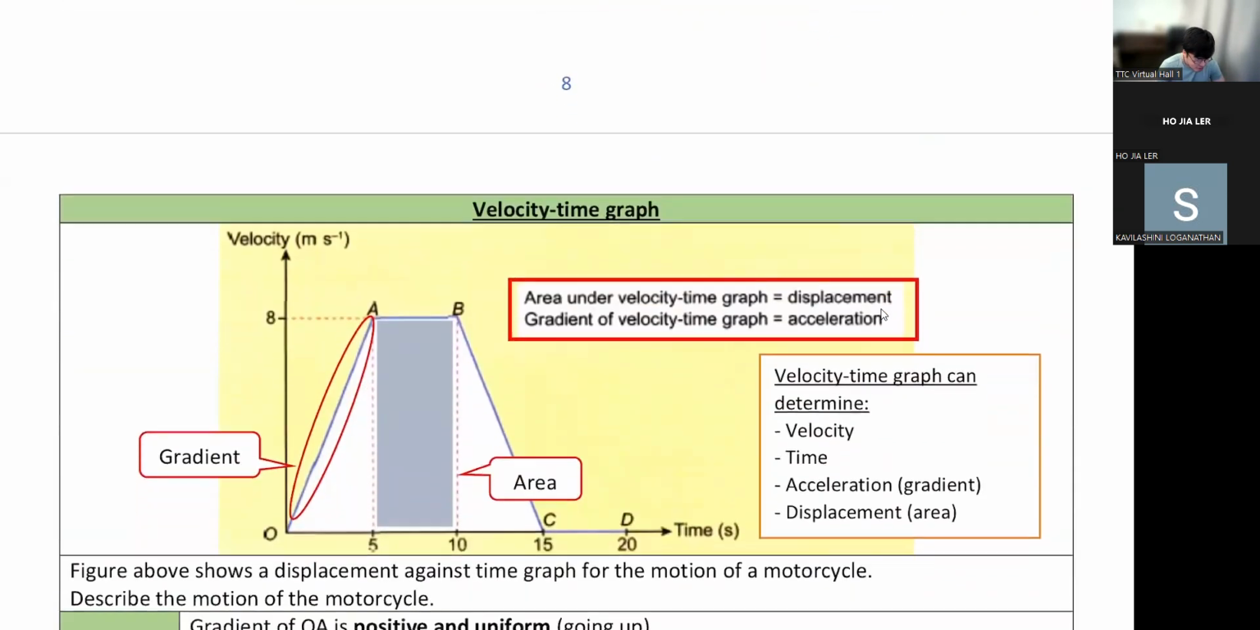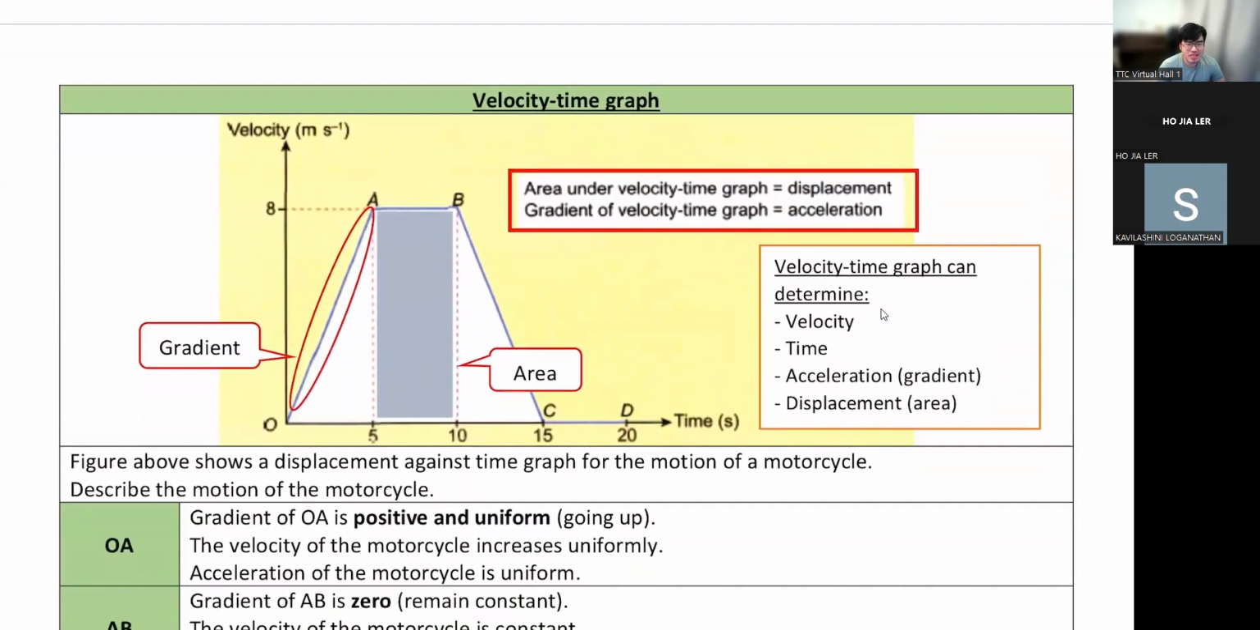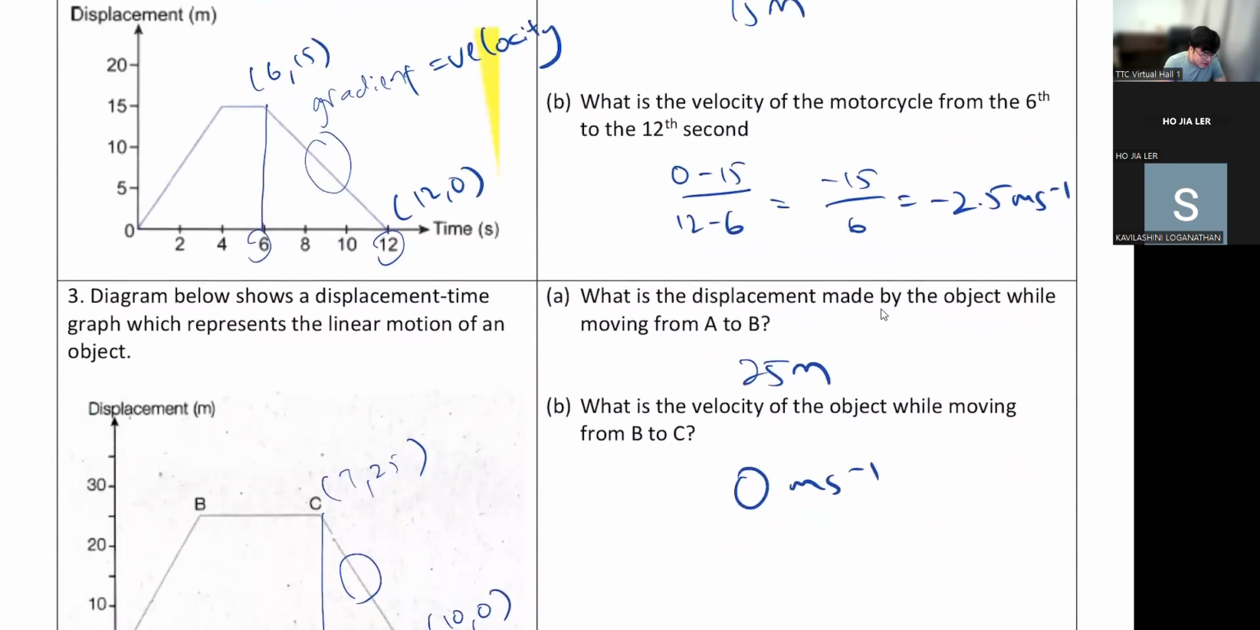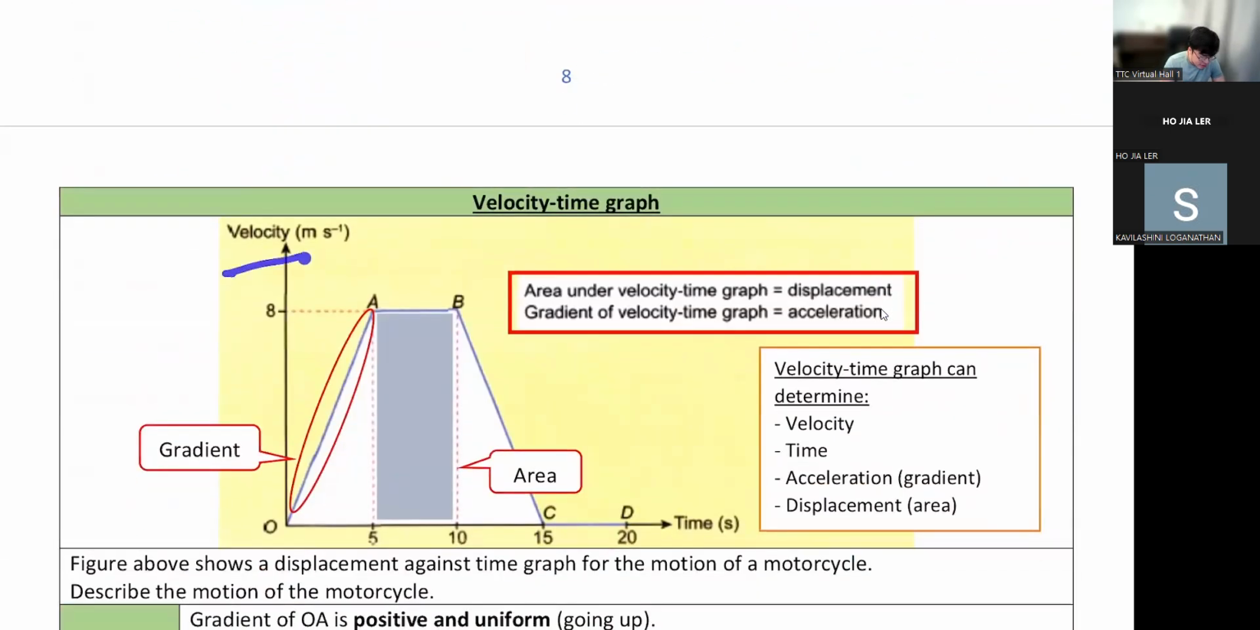Okay, anyway, moving on. Let's go to the velocity time graph. This is where things get complicated. Just now, for the displacement time graph, the gradient is velocity, right? Now we go down some more. For the velocity time graph, the gradient is acceleration. So you see, displacement, velocity, velocity, acceleration. Can you see it goes down? And now we have to look at the area too, because the area is now the displacement.